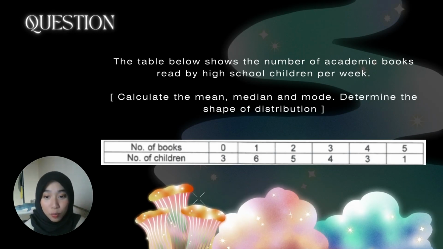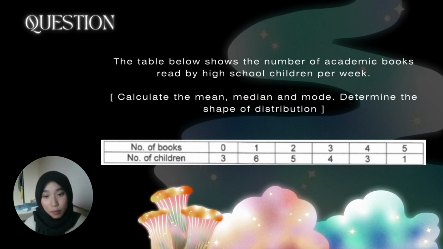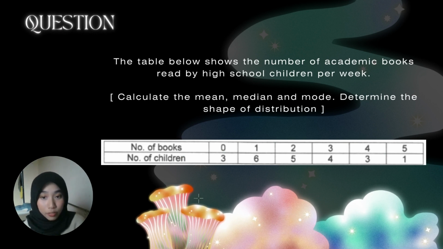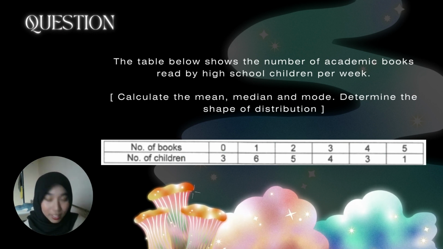Thank you. Alright, this is question 2.B. And it says that the table below shows the number of academic books read by high school children per week. Calculate the mean, median, and mode, and then determine the shape of distribution. So we have 4 tasks to do, which are mean, median, mode, and shape of distribution.